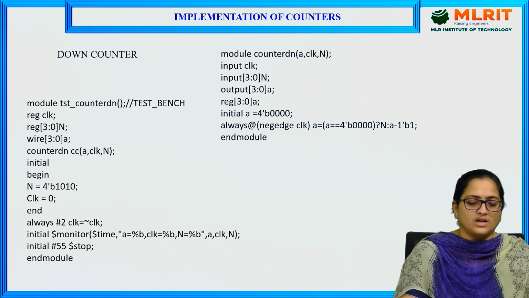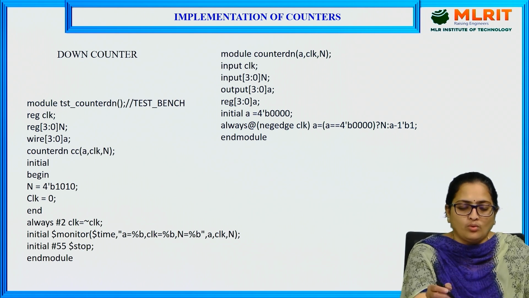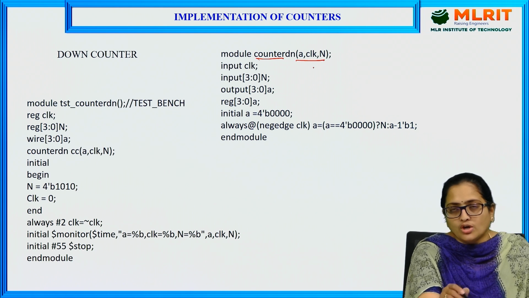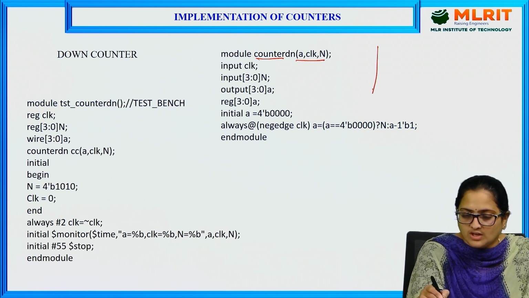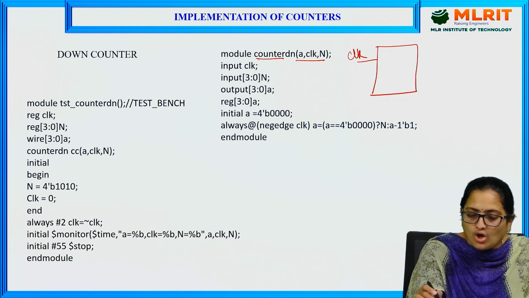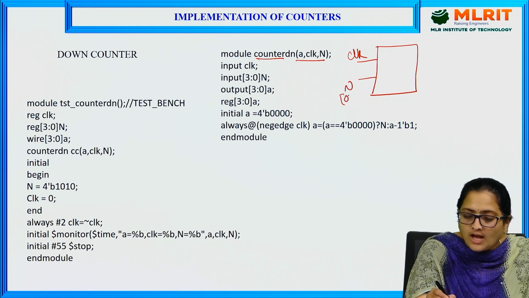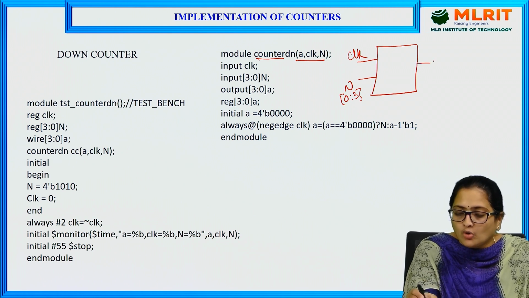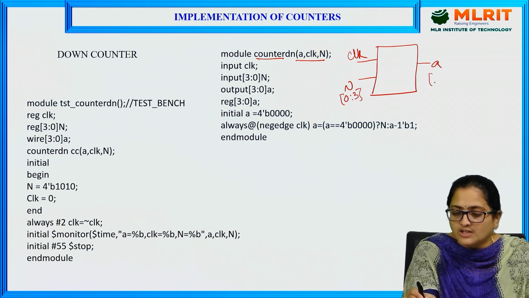Now we will see the down counter. If you can see the program, the module name, the same A, clock, N, the same ports which I have considered. So this is a module. This module consists of an input clock and another input given the name N, and this is a 4-bit value, a 4-bit N value, and the output is given with a variable A, and it is also given a 4-bit value, that is 3:0.